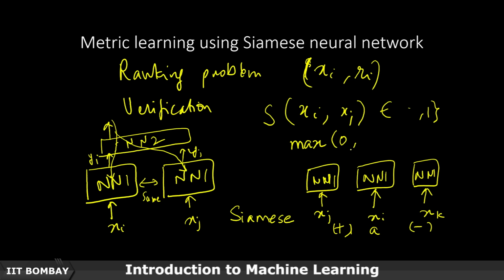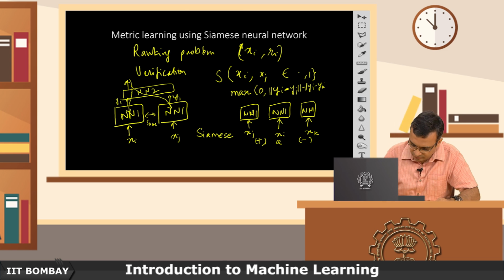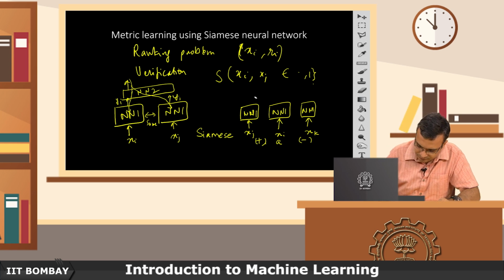So now we have yi minus yj. This is going to be Euclidean distance, and then yi minus yk. Let's write with more space.